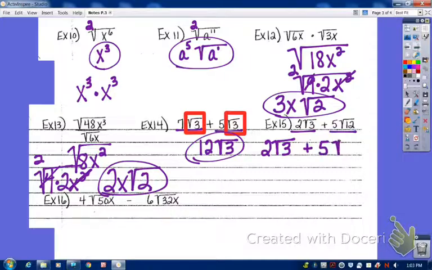What perfect square goes into 12? 4. So you're going to break 12 down into 4 times 3. 2 square root of 3 is simplified. 4 is under your square root. Take the square root of 4 and get what?